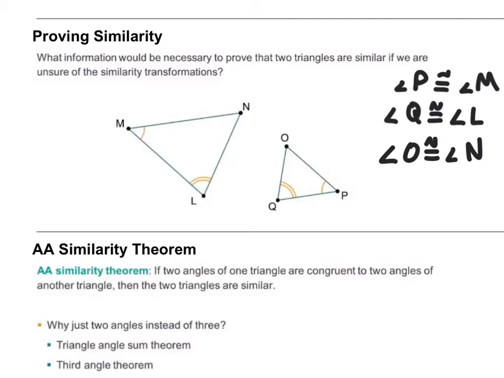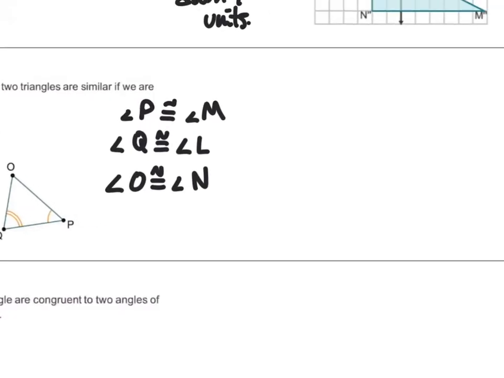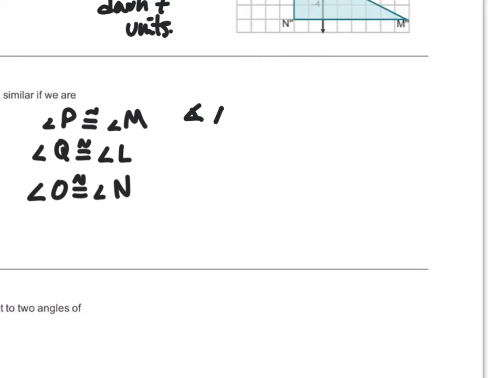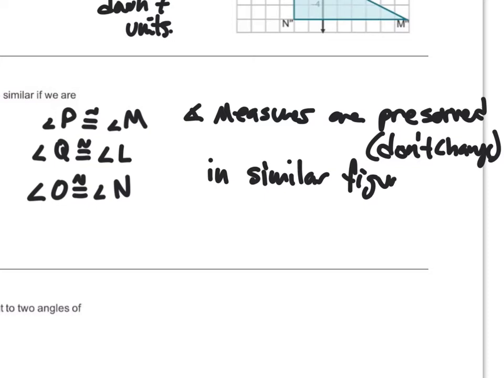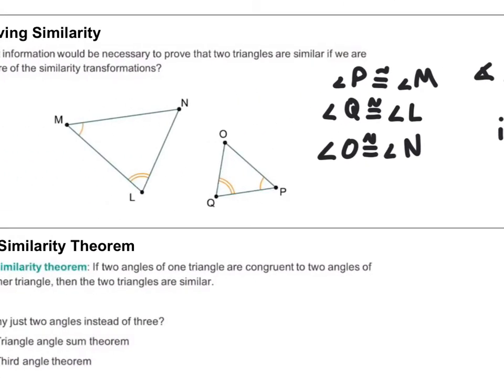Okay, and so remember that angles are preserved, so that angle measures are preserved, and by preserved, I mean that they don't change. So angles are preserved in similar figures, okay? And in triangles, you can then use the third angles theorem, which allows us to say that angle O is congruent to angle N. Okay, so that's what I've got.